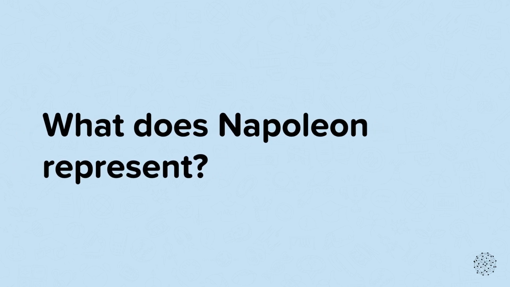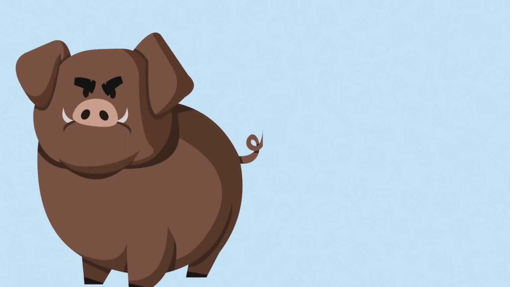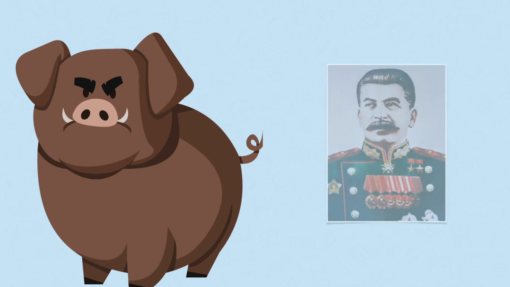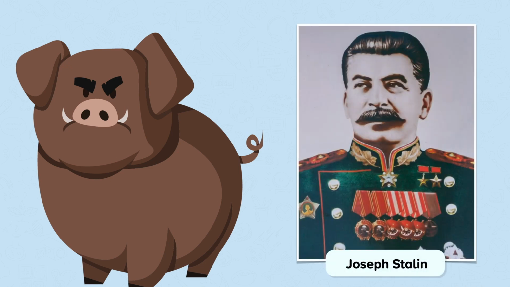In this nugget, we will look at what Napoleon represents. In the novel, all the main characters represent figures from history, particularly Russian history from around 1917, which is when the Russian Revolution took place. Napoleon represents the Russian dictator Joseph Stalin.